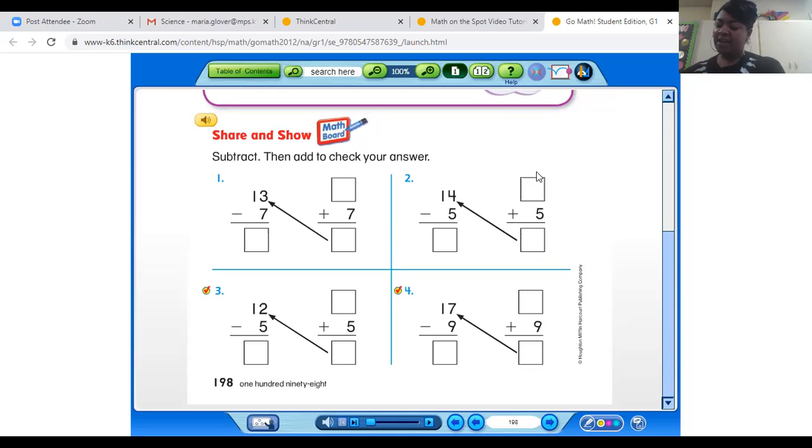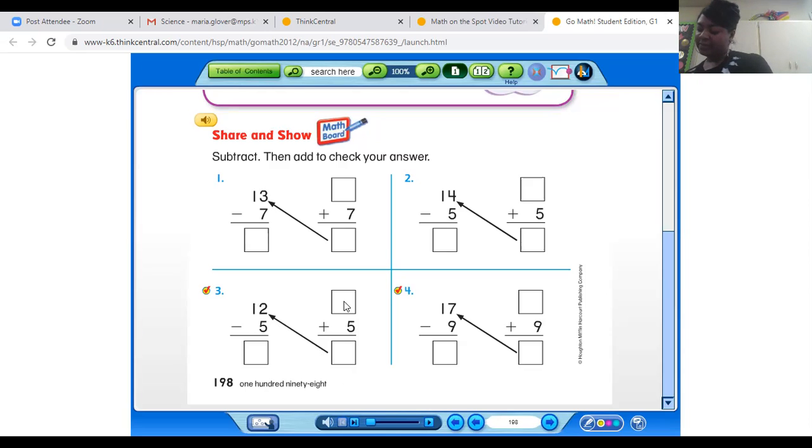12 minus 5. What is 12 minus 5? 12 minus 5 is equal to 7. Very good. So I have 12, I take away 5, and I have 7. So what's going to go here? Remember my arrow? These two are the same. 12 minus 5 equals 7. So my 12 goes here. And what number is missing? 7. Very good. All right.